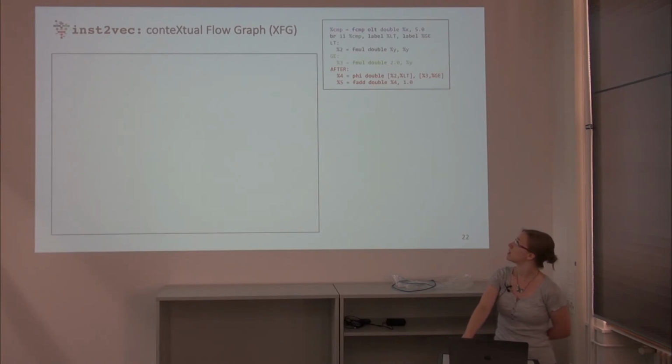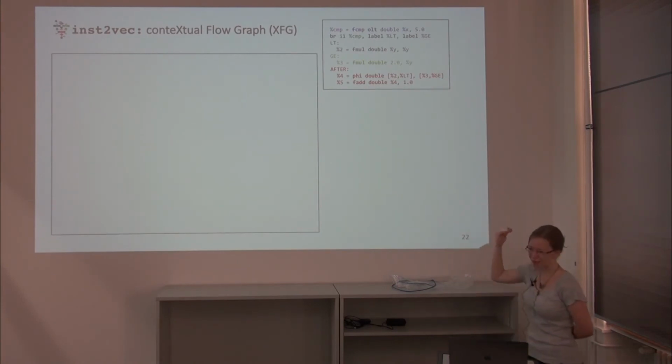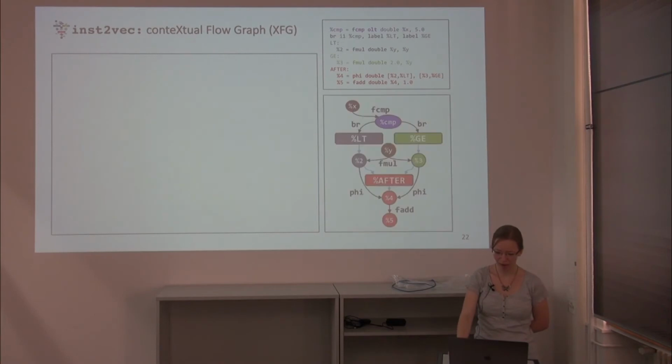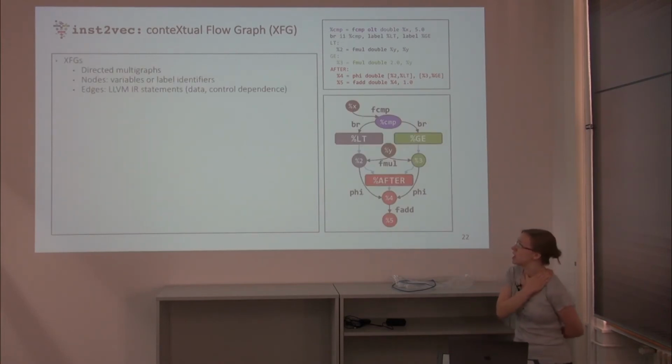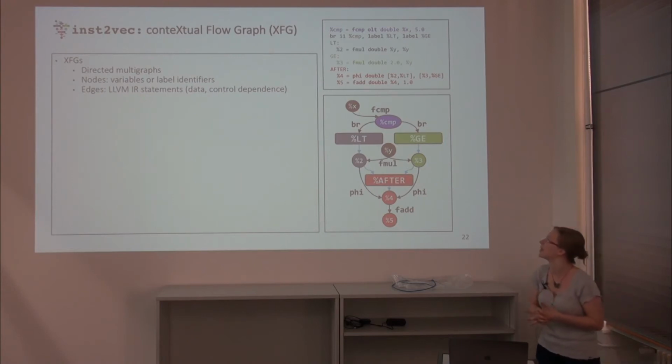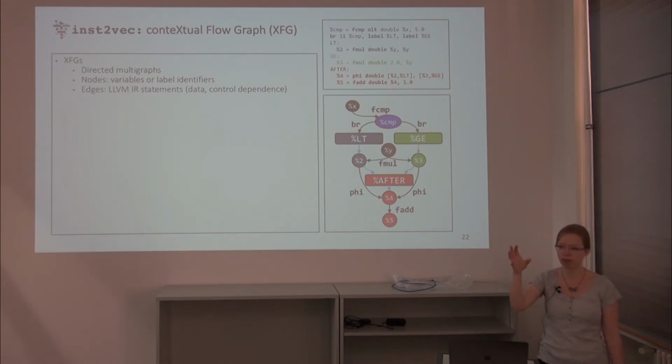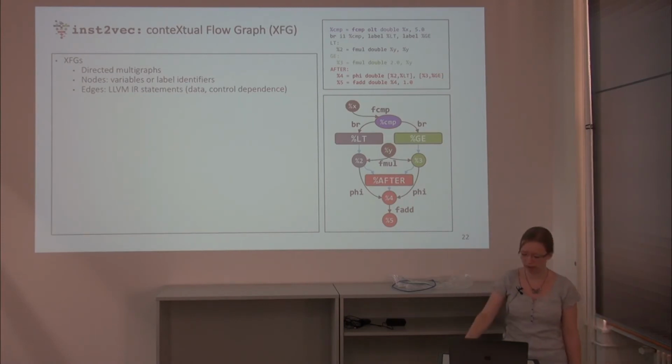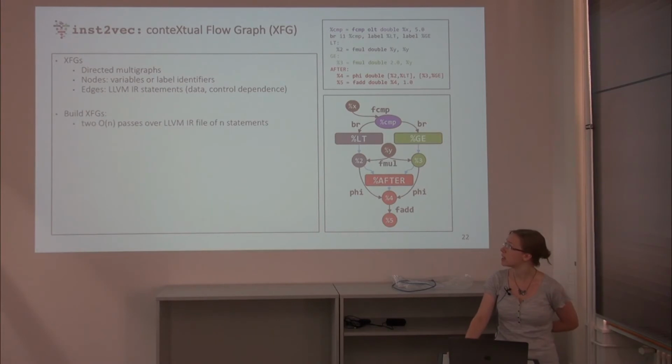How do we then build a contextual flow graph from, for example, this piece of LLVM IR? An XFG is a directed multigraph, which means that two nodes could be connected by multiple edges. In this multigraph, nodes represent identifiers, so labels of basic blocks or variables in the code, and edges represent either data or control dependence.